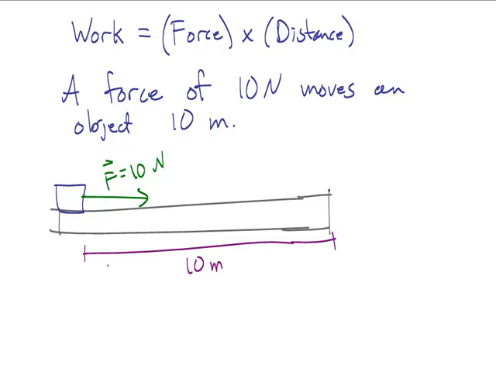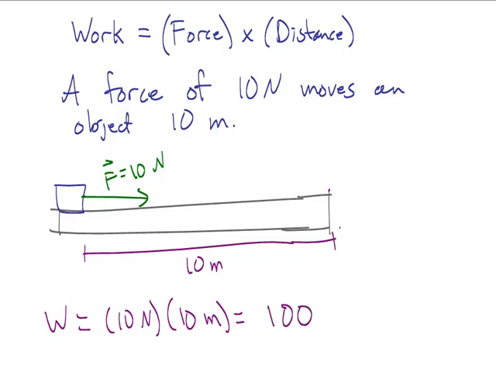Well, it's pretty easy to figure out what the work's going to be. The work is going to be equal to the force, which is 10 newtons, times the distance, which is 10 meters. 10 times 10, let me get my calculator out here. Alright, that's 100 newton meters, or as we usually refer to newton meters, joules. So 100 joules of work is required if we use a force of 10 newtons to move an object 10 meters. Now, of course, things don't always work out so nicely.